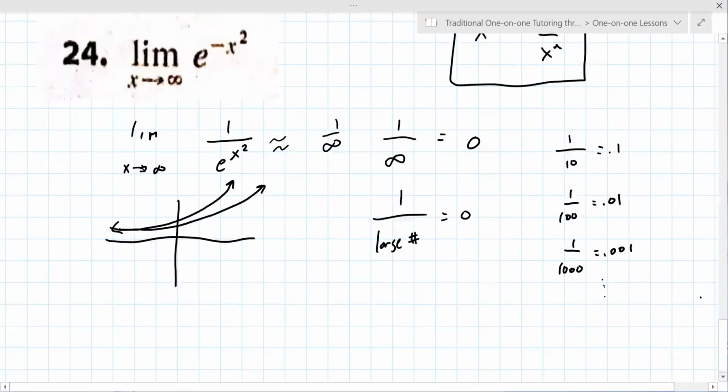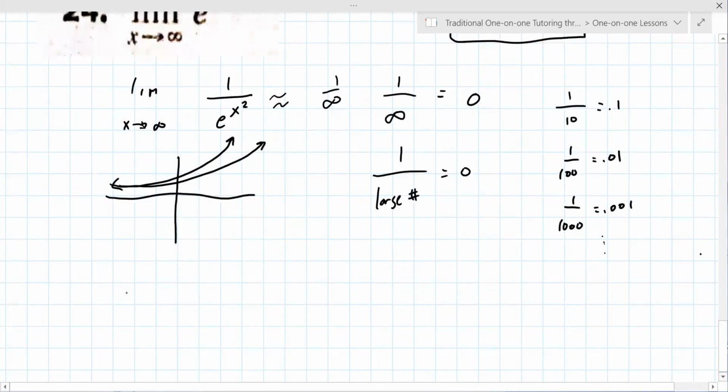So let me ask you, let's look at the graph of e to the x. As x goes to infinity, what happens to f of x? So the graph of e to the x looks like this. What happens as x goes to infinity? As you go this way, what happens to the y value? How high up does it go? Infinity. Goes to infinity.